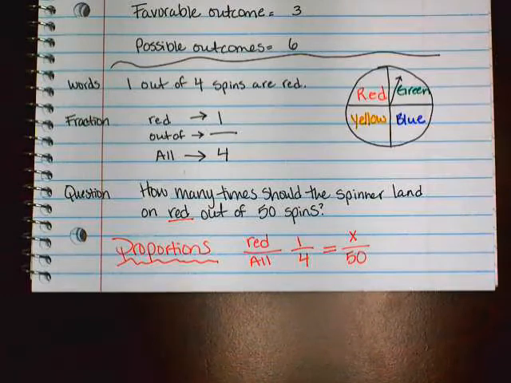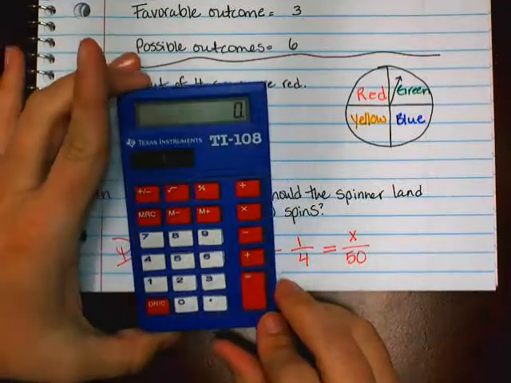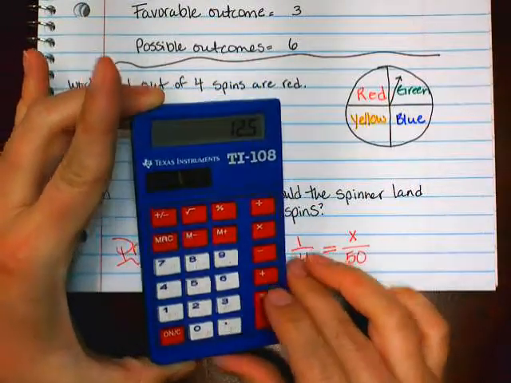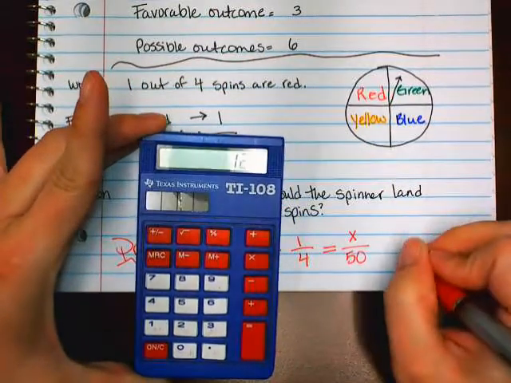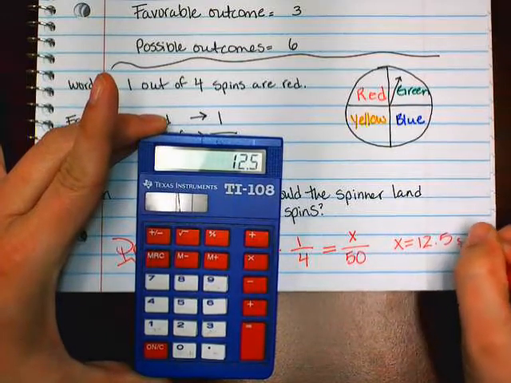What is it? 13.5 times 4 is 50? I don't really know. Let's do 50 divided by 4, which I don't think comes out. Oh, it's 12 times 5. Or 12.5. So if you're going to do your answer, X equals 12.5 spins.